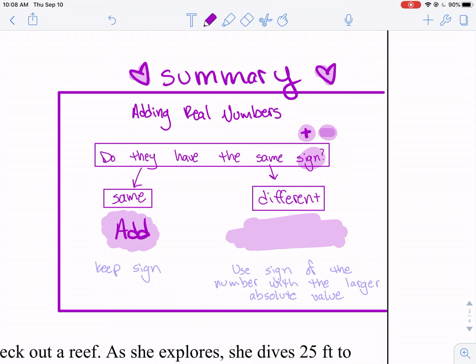You're doing great. But if they have a different sign, then we will subtract. So we start with the big one, subtract the small one from the big one, and then keep the sign of the number with the largest absolute value.